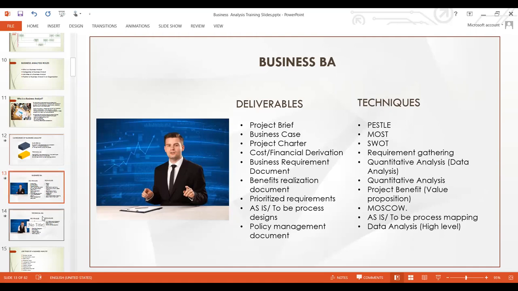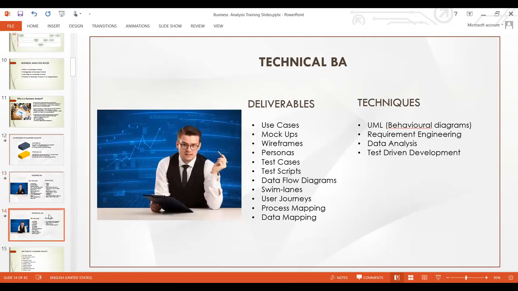Then the next thing is to look at technical BA. There are deliverables and techniques when you come to technical business analysis. We have use cases. We have a use case diagram, and that's what we use. Use cases is a scenario-based analysis where you describe how a user can use a particular solution.